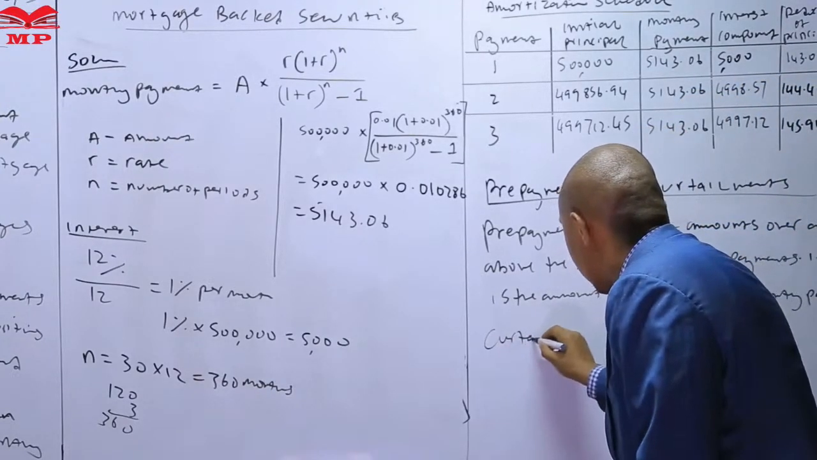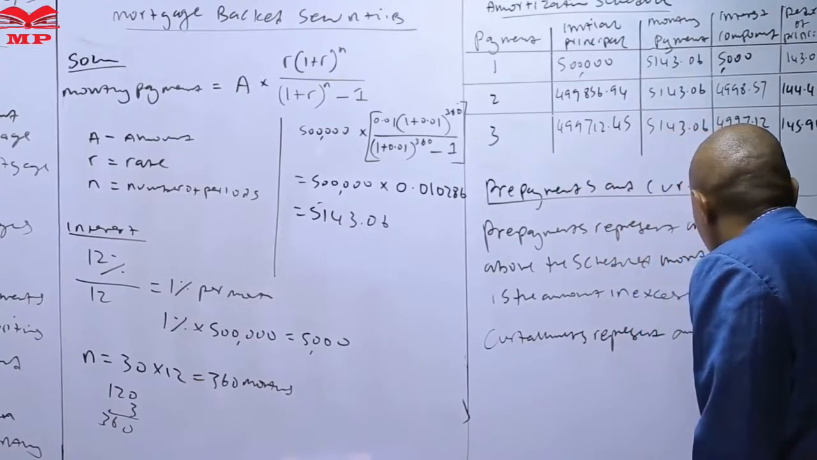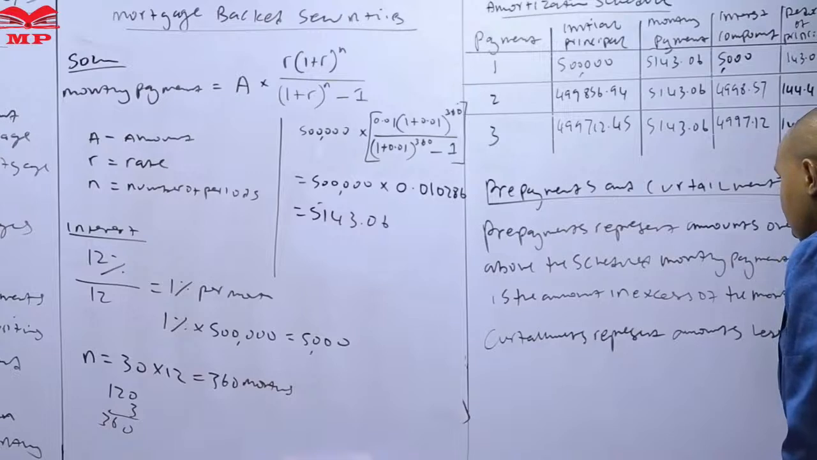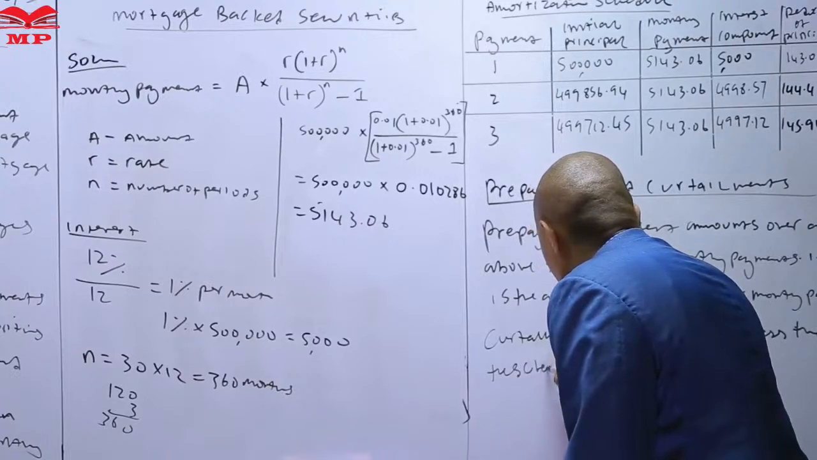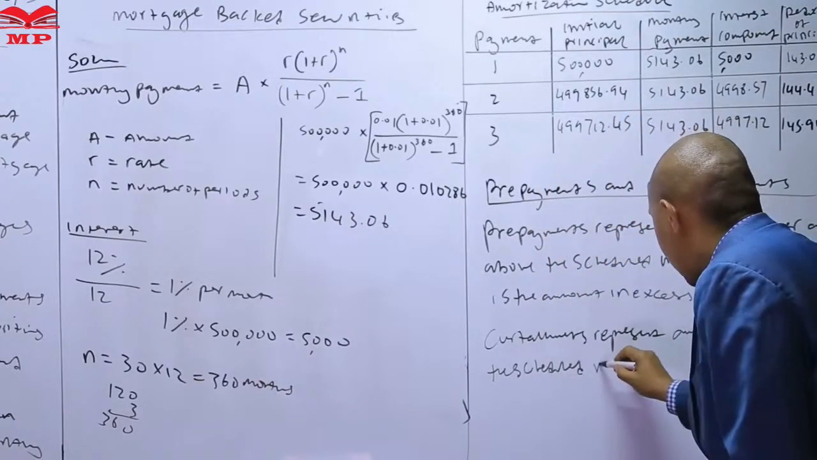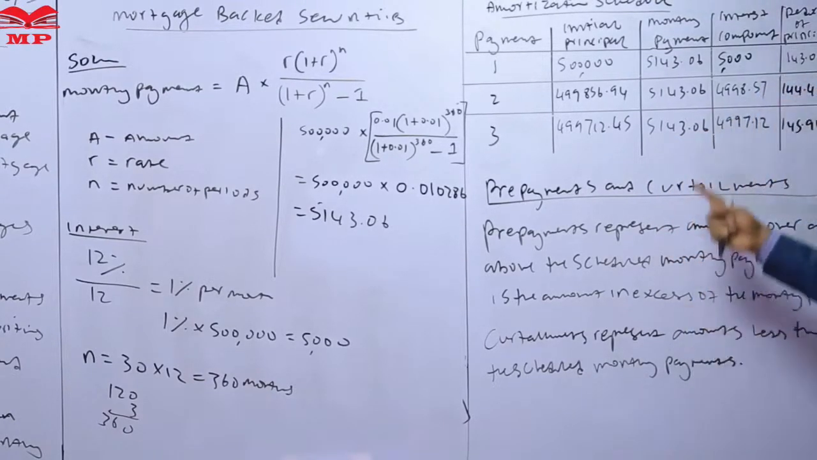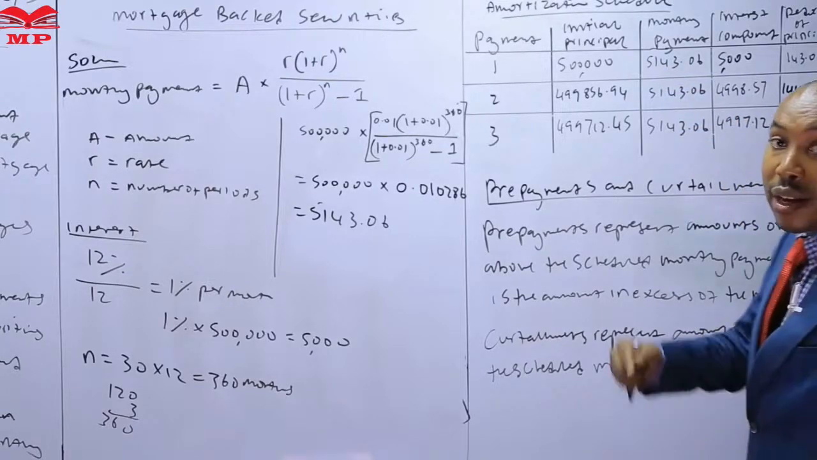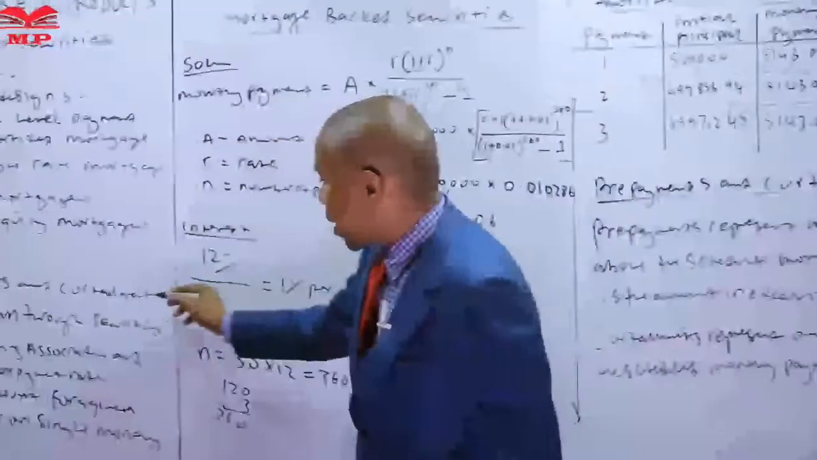Curtailments represent amounts less than the scheduled monthly payments. You're supposed to pay 5143, you're paying 5,000 shillings. So the difference of negative 143 represents curtailments, amounts less than what you expected to pay. Now we've looked at prepayments and curtailments.